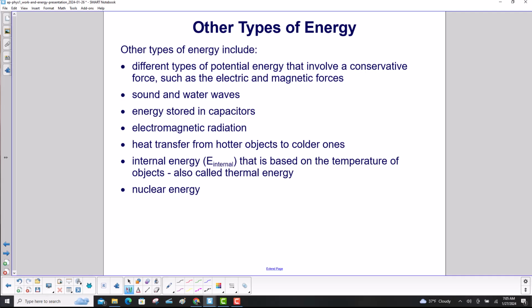Other types of energy include, and this is not inclusive, different types of potential energy that involve a conservative force, such as the electric and magnetic forces. Sound and water waves carry energy. Energy stored in capacitors. Electromagnetic radiation. Heat transfer from hotter objects to colder ones. Internal energy, which is based on the temperature of objects, also called thermal energy. And nuclear energy.